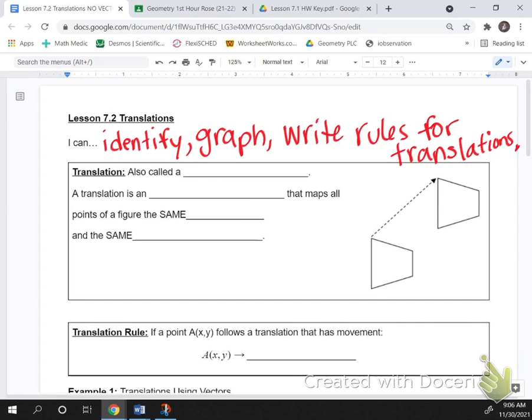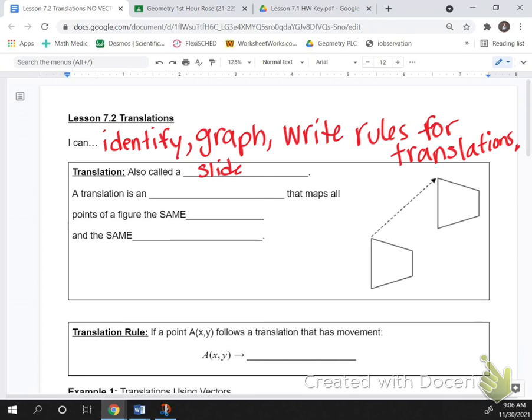Yesterday we talked about reflections. Today is translations. Both of those things are under our unit called transformations. Okay? Those are the vocab things you're going to hear. A translation is also called a slide. You're sliding a shape or a point on a graph.